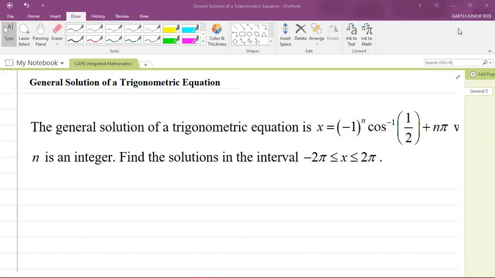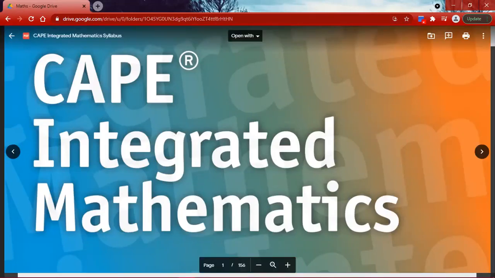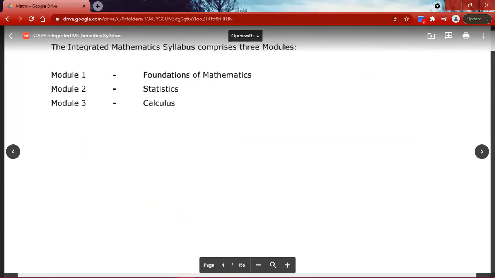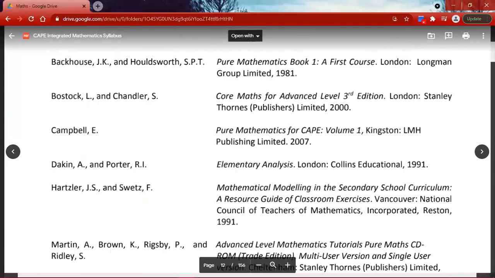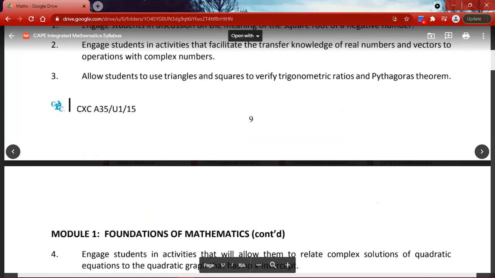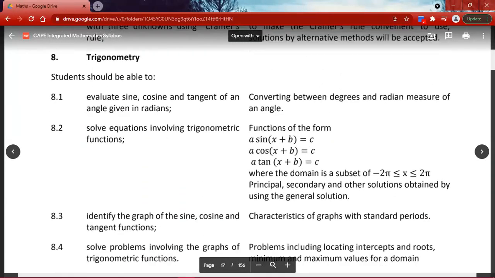Now, I have a question here that we're going to go through, but before I do, let me go to your syllabus, because I want to show you something there. So I'm going to share my screen with you. You should be seeing my screen now. As you can see, this is the CAPE Integrated Mathematics syllabus, and I'm going to scroll down to the trigonometry section, in Module 1, Foundations of Mathematics. This is the trigonometry section.